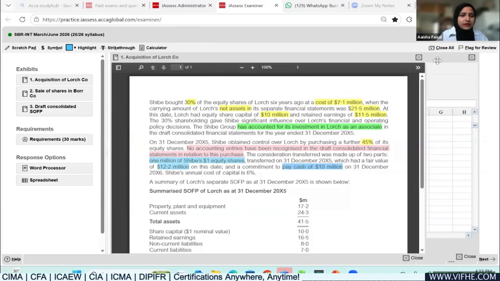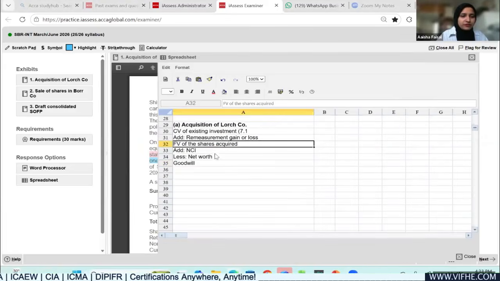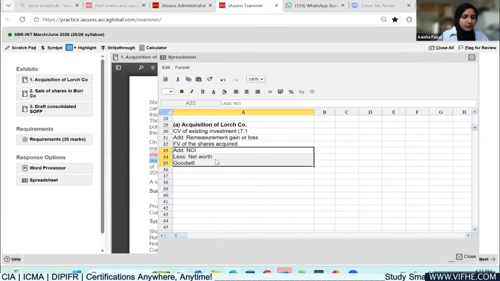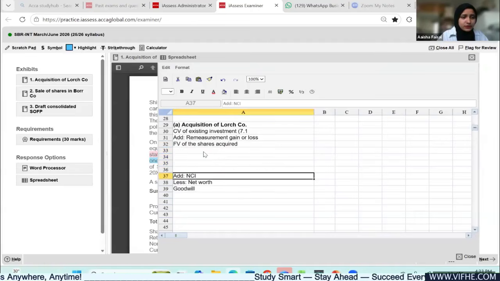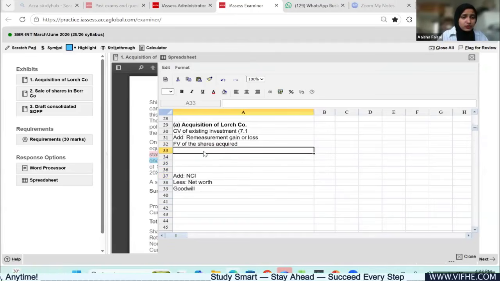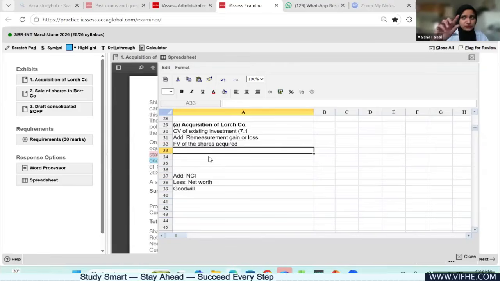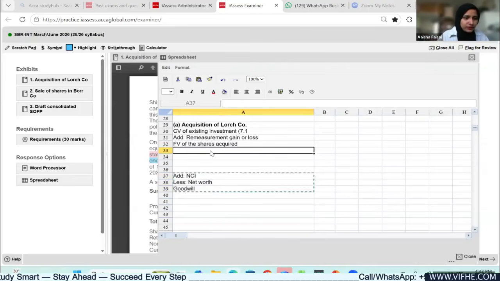Come to your fair value of shares acquired. I'm going to try something. I'm going to try a control X and a control V and see if it works. It worked. Great. Sometimes it doesn't, so be careful. If it doesn't, then you figure it out. There is also a way of doing control C, control V, meaning copy and paste. When you do copy paste, you can delete the lines in between. I'll show you what I'm trying to say.